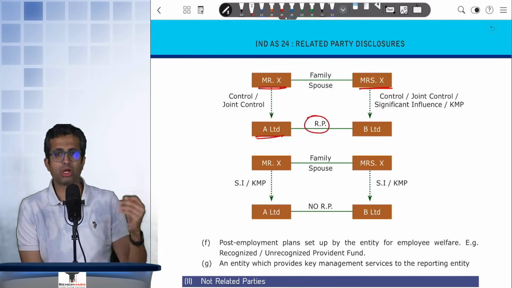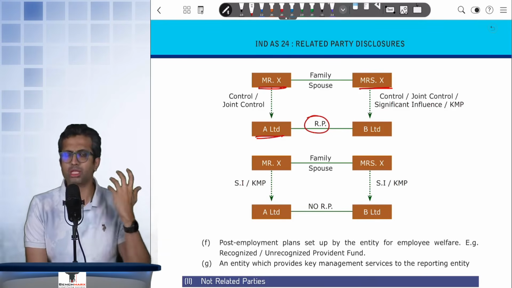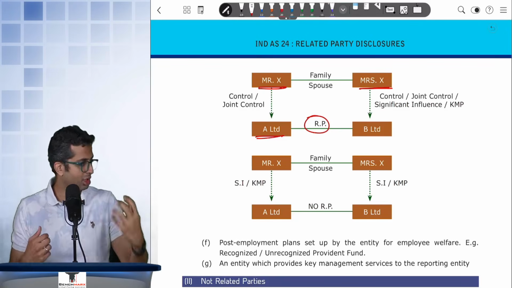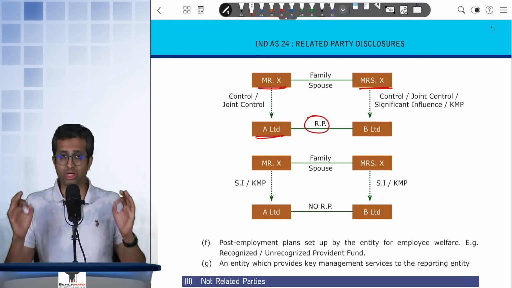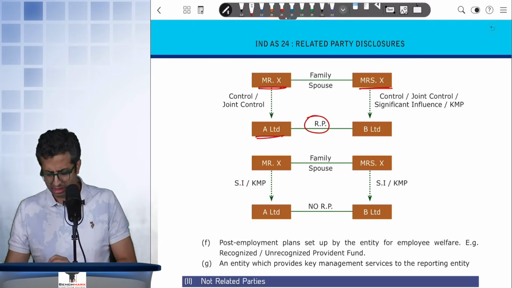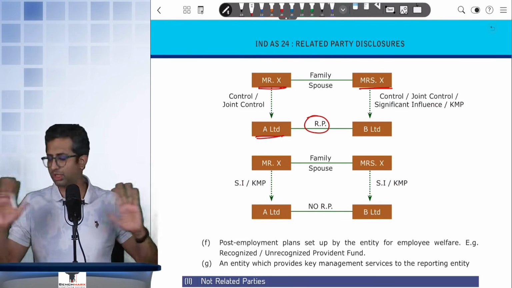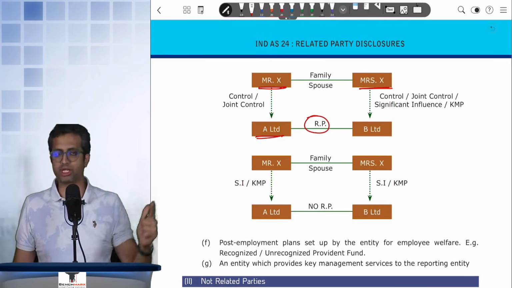Now the thing about a person is there can also be a KMP relationship. Now KMP relationship is very close to a significant influence, because in KMP you cannot control or jointly control, you are still working on behalf of the overall shareholders, and hence KMP relationship is like a significant influence relationship. And as a result, over here, even if at both places you have a mere KMP relationship, you are not treated as a related party. At one of the two places you need to have control or joint control.